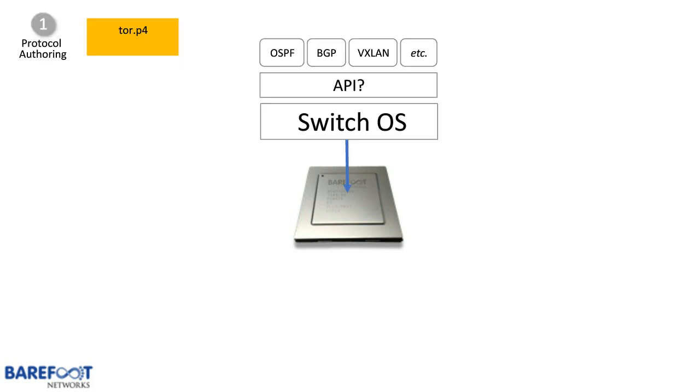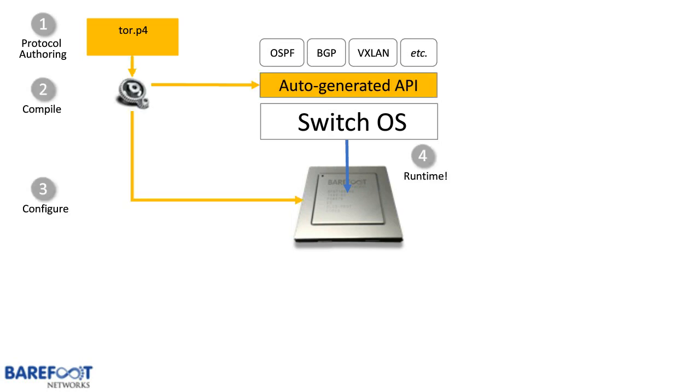So the user starts by writing a P4 program. For example, a top-of-rack switch described here in tor.p4. It might include protocols like Ethernet, IPv4, ECMP, and so on, and it would likely include INT, or in-band network telemetry, which gives unprecedented visibility into what packets are doing. The P4 compiler generates the configuration for the switch, and that's the orange line shown at the bottom. But it can also generate the API as well. Because the switch can be programmed however you want, it has no predefined API. We can use whatever API makes most sense for the task at hand.